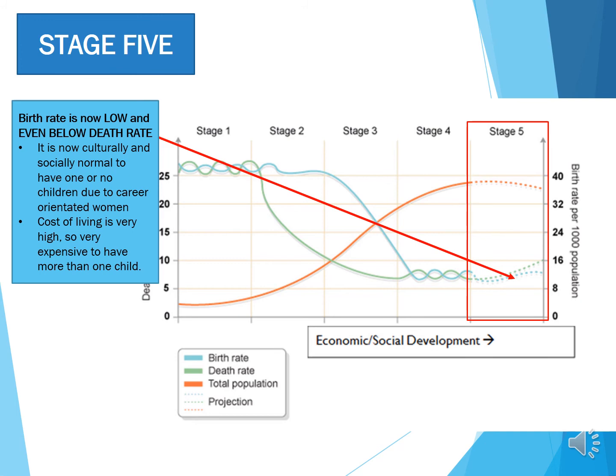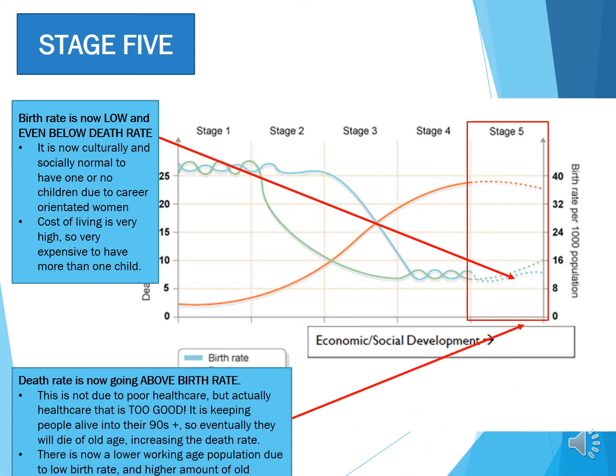It is now culturally and socially normal to have one or no children at all due to the fact that women are now career orientated. Women want jobs, they want big careers, they want executive powers. So they choose to either delay having children or completely avoid having them at all. Again, cost of living now is very high, so it's very expensive to have more than one child.